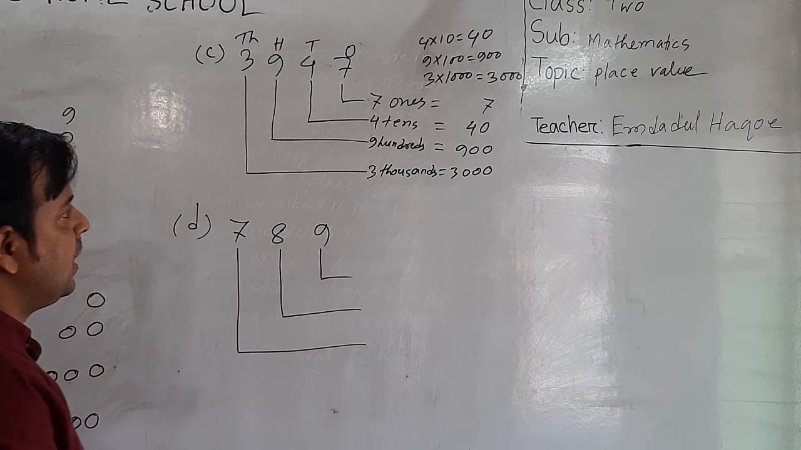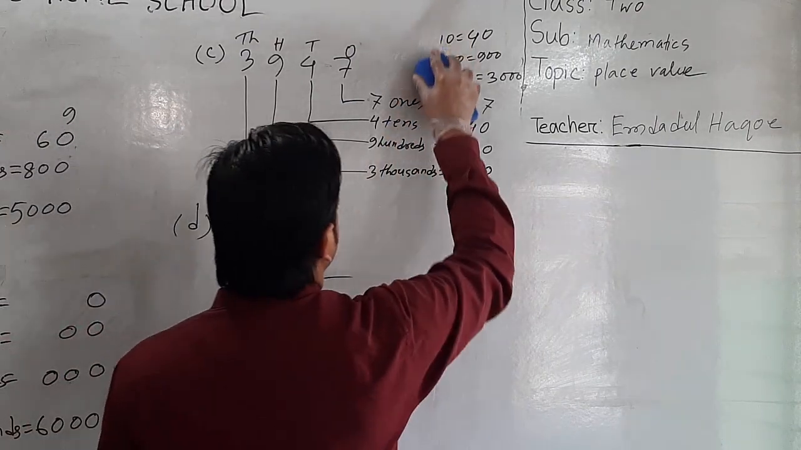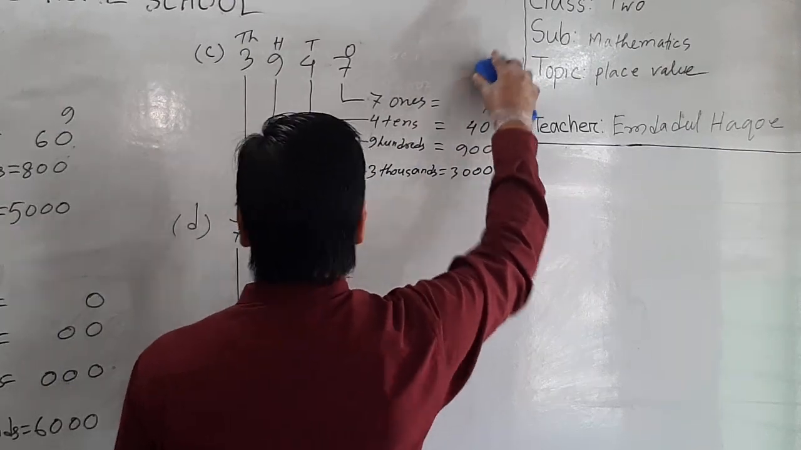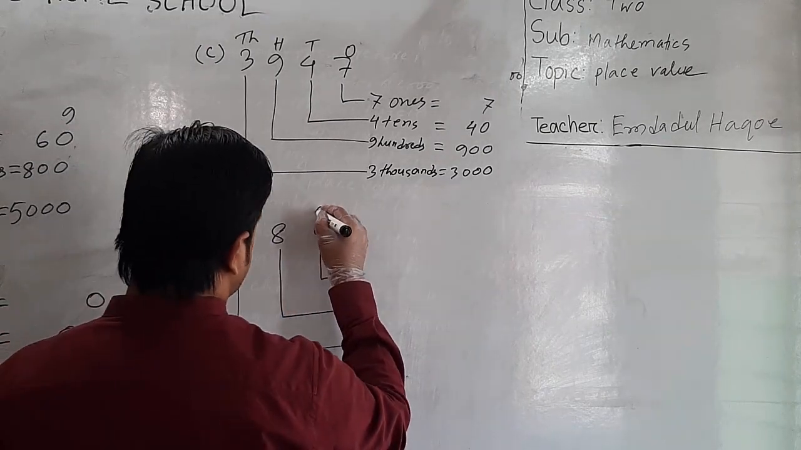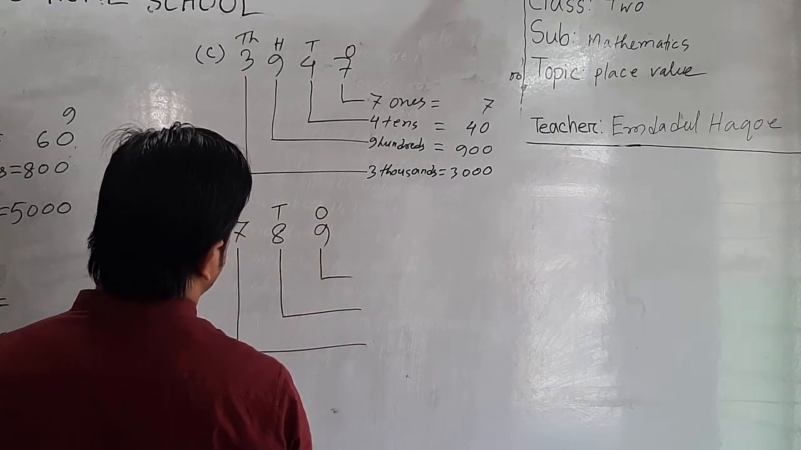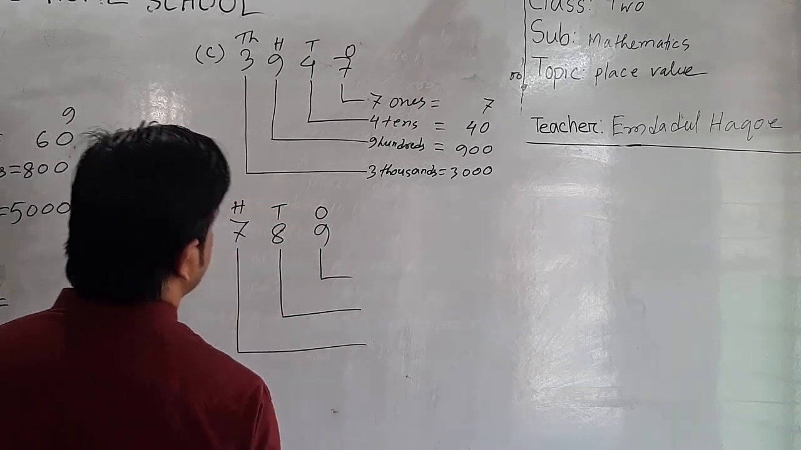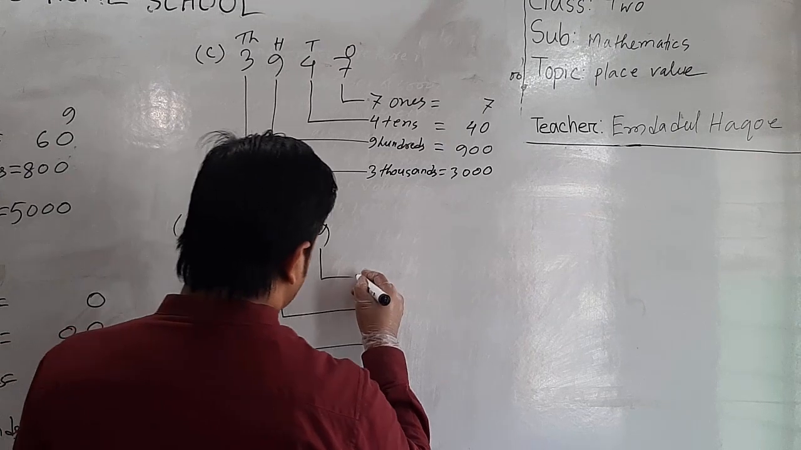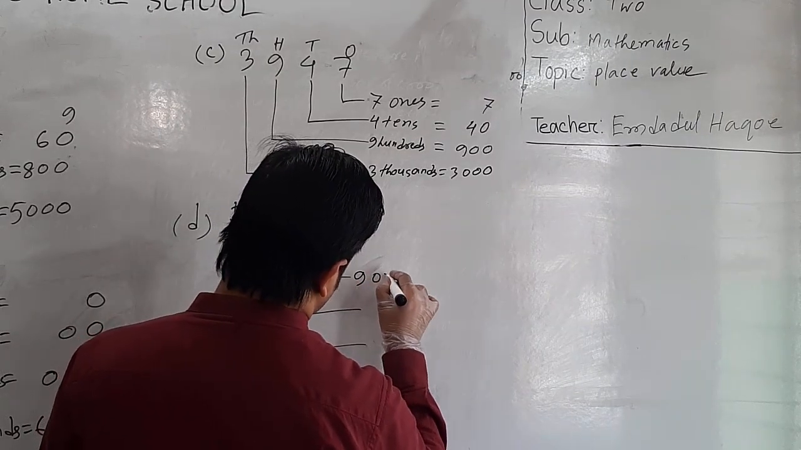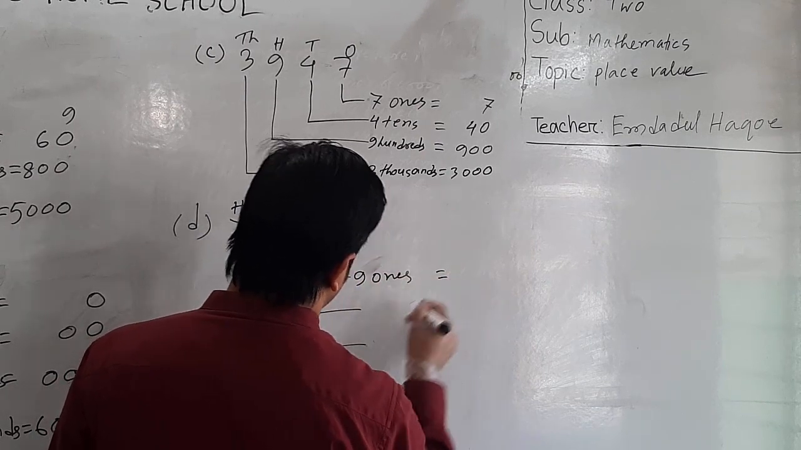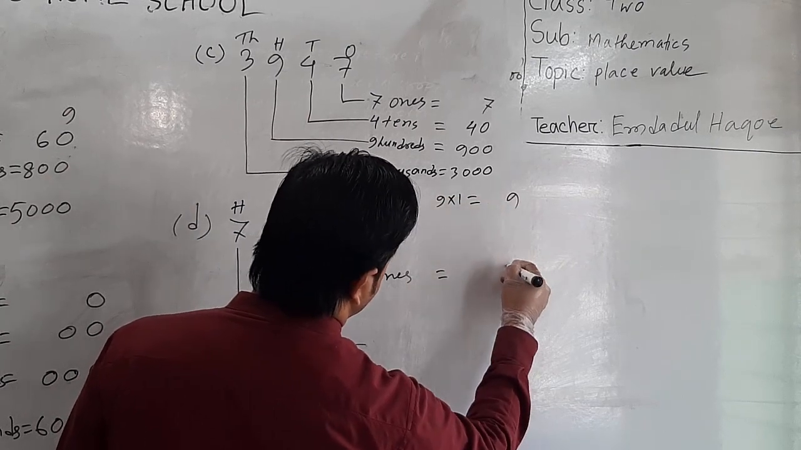Now I have to solve the last question D. The number is 789. Here the ones place is 9, tens place is 8 and hundreds place is 7. So we can write 9 ones. So if we multiply 9 by 1, it will be 9. So we can write here 9.